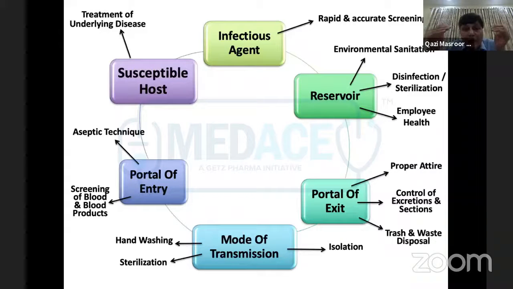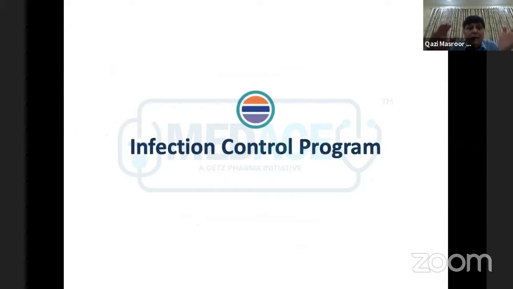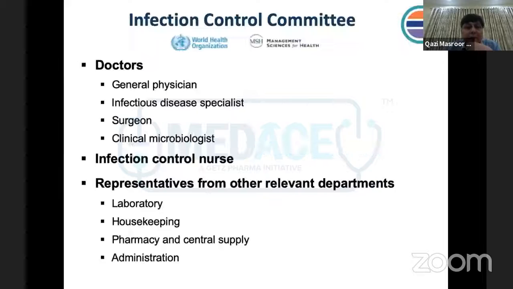But how can we actually implement it? For this, we should have a proper infection control program, in which your role is very, very evident, as in the few slides that follow. The infection control committee comprises doctors: definitely a physician, an infectious disease specialist, a surgeon, and a clinical microbiologist. At the center of it is the infection control nurse, and representatives from all other relevant departments: the laboratory, housekeeping, pharmacy, central supply, and administration, which is again important.